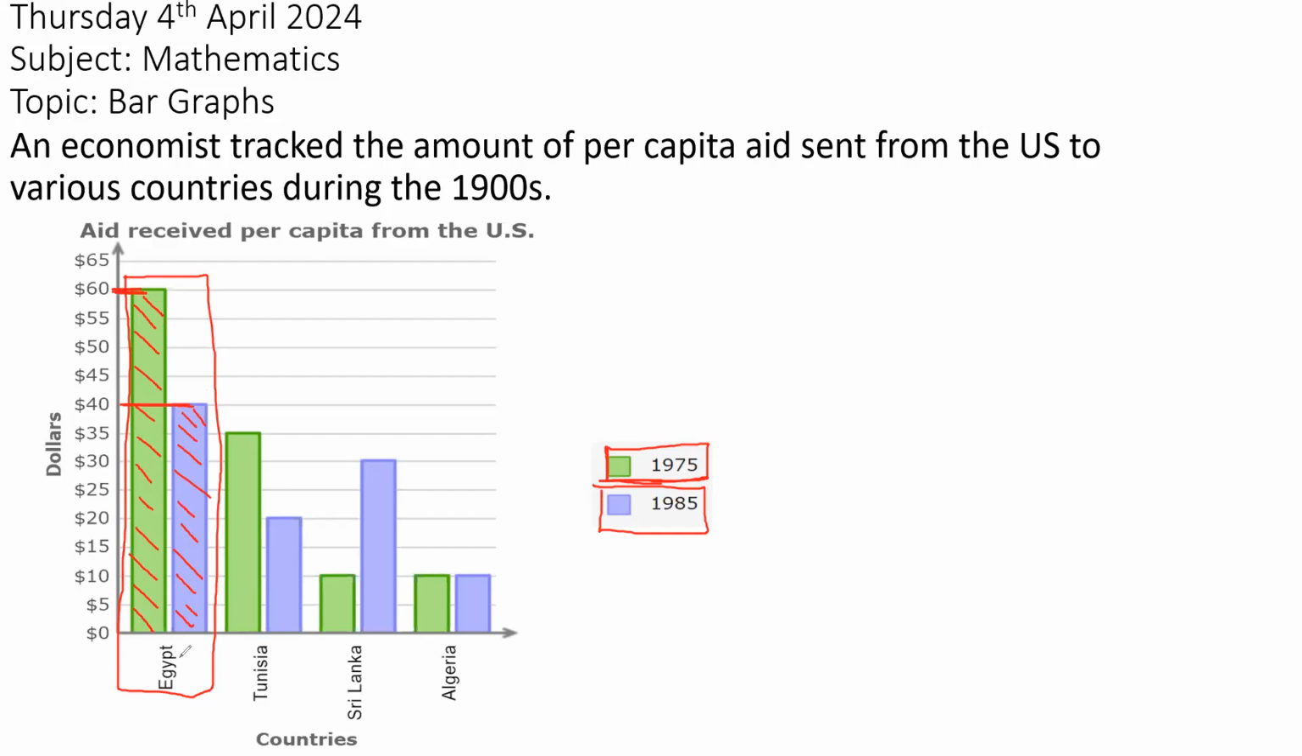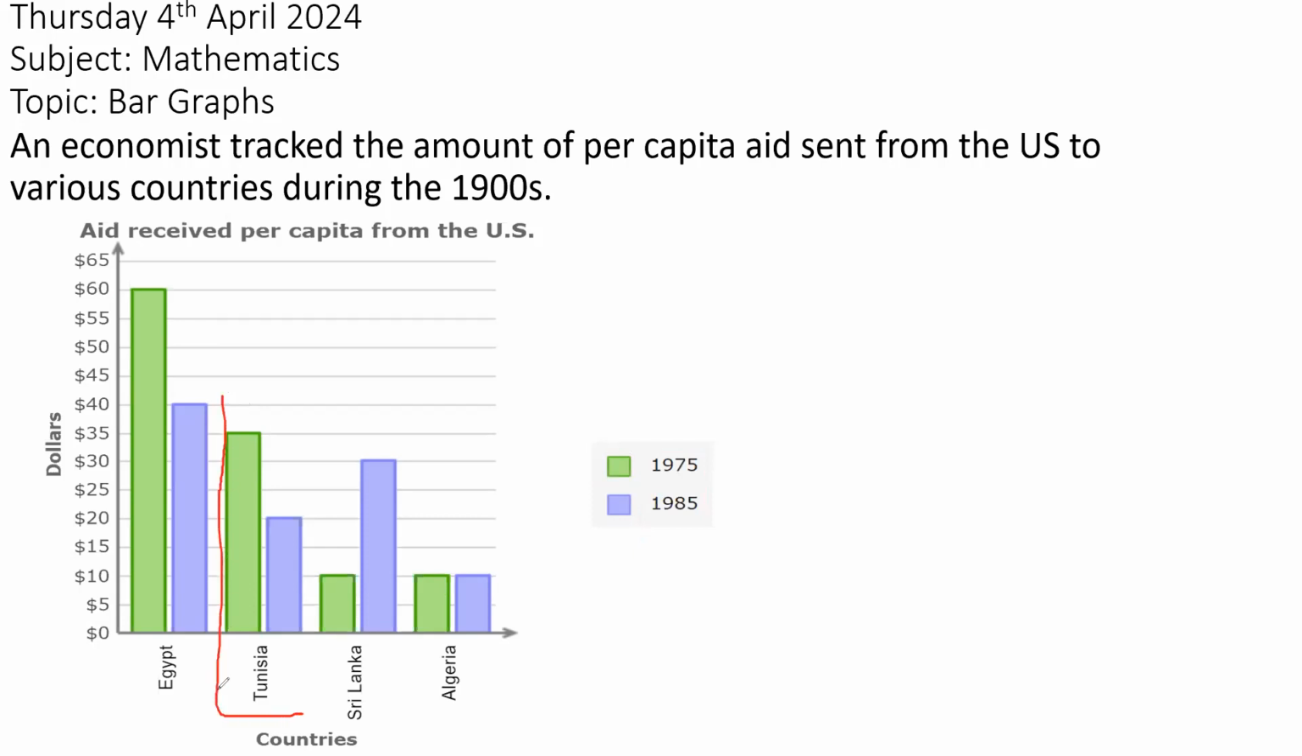So it's very important to note that these two bars represent Egypt, right? And then we have another country, Tunisia. Let me erase it. What happened to Tunisia in 1975, and what happened to Tunisia in 1985? Okay, let's begin with that one. The first one, by the way, please draw this bar graph. These two bars represent which country? Tunisia. Very good, Tunisia.